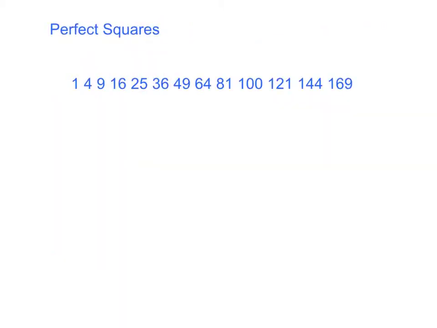Just a reminder that the perfect squares are the numbers that we've been playing with in the unit. So 1 times 1 is 1, 2 times 2 is 4, 3 times 3 is 9, 4 times 4 is 16, 5 times 5 is 25, etc. So you should have a list of perfect squares handy as you're solving to simplify radicals.